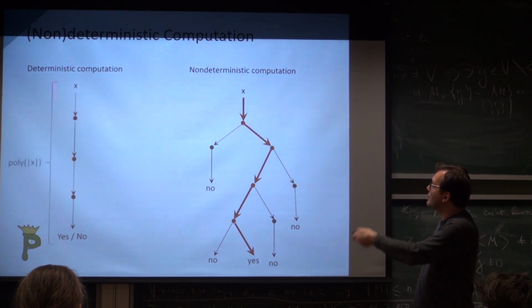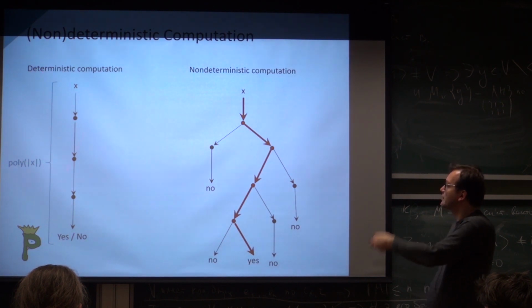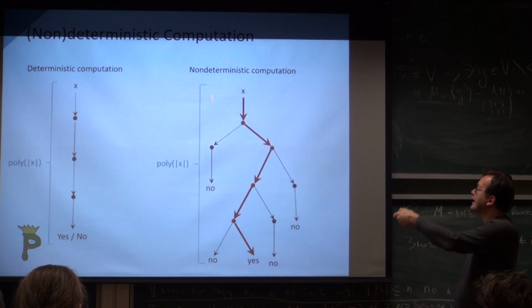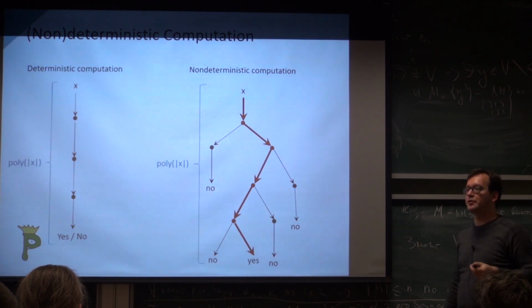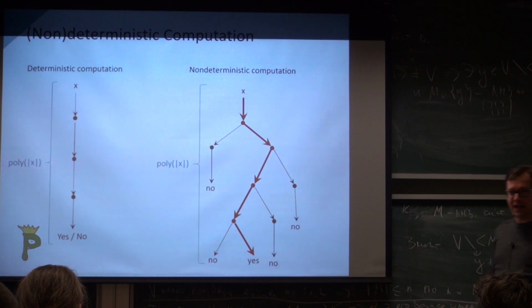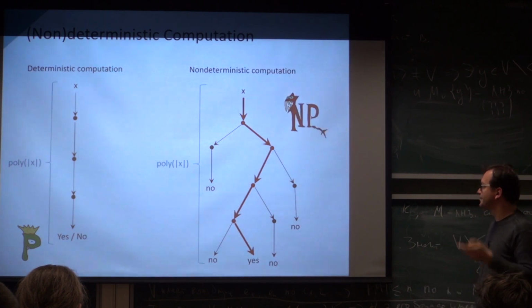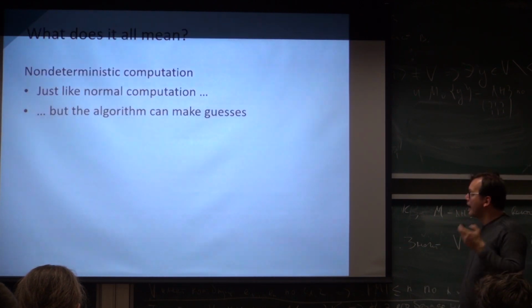And of course, in deterministic polynomial time, we care that there's a polynomial number of steps. In non-deterministic polynomial computation, we care that this tree has a polynomial number of steps. So again, you're making polynomially many steps, but you're allowed to guess. This is NP.